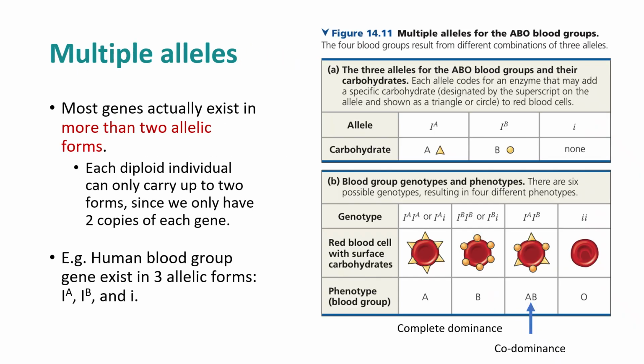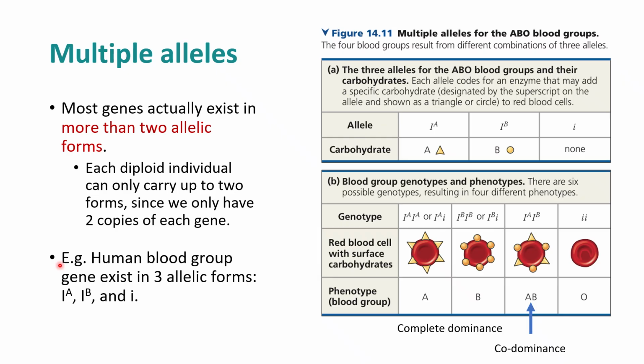The other thing you need to know is that most genes actually exist in more than two allelic forms, although each diploid individual can carry up to two different types of alleles, since we only have two copies of each gene. A perfect example of a gene that comes in multiple alleles is blood types in humans. Human blood groups exist in three forms. We have dominant IA, dominant IB, and i, which is recessive. Normally we just call these A or B, and then i would be the recessive.